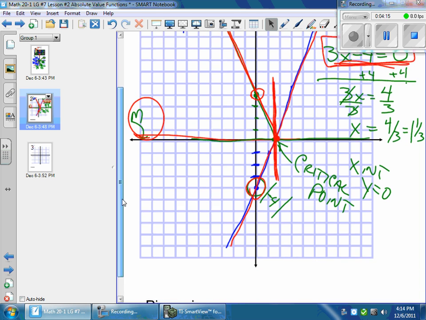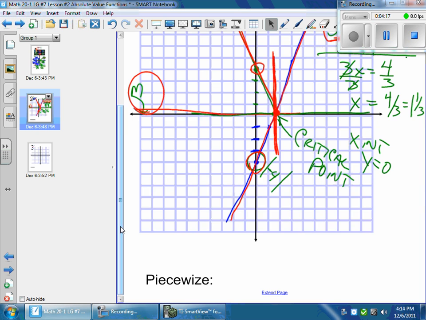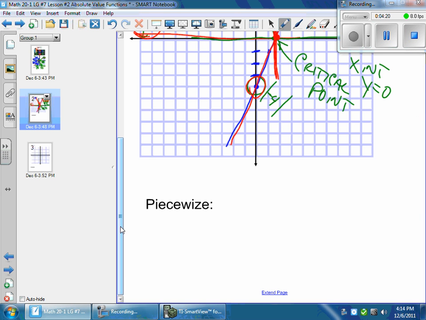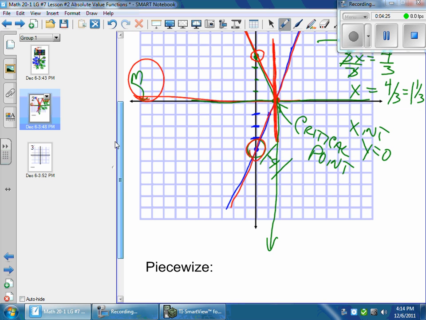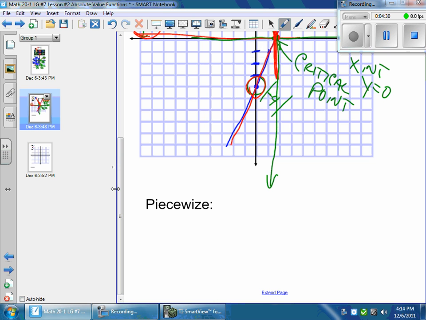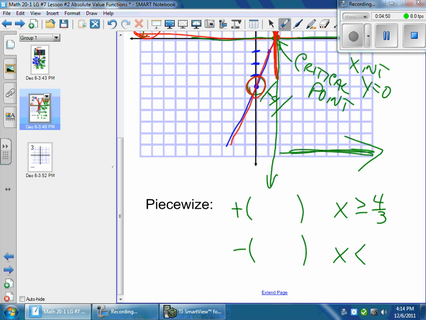So it's really easy to do the piecewise now. Think about this. If we want to do the piecewise, we have to do this at the critical point. And that critical point, of course, has to be this 4/3. Okay? So that's your critical point. So you look at the positive side of the graph, you look at the negative side of the graph. And the positive side of the graph is going this way. Remember, so this is when x is greater than or equal to your critical point, which is now 4/3. And when x is less than 4/3.